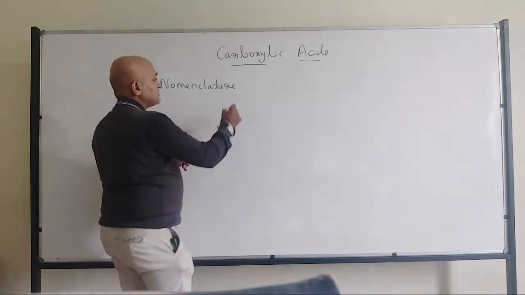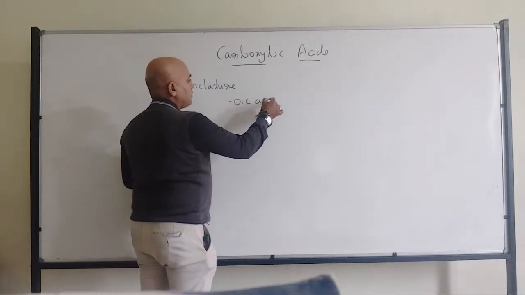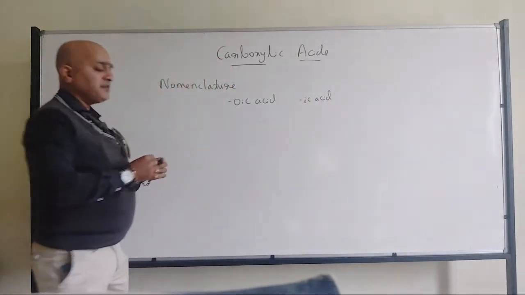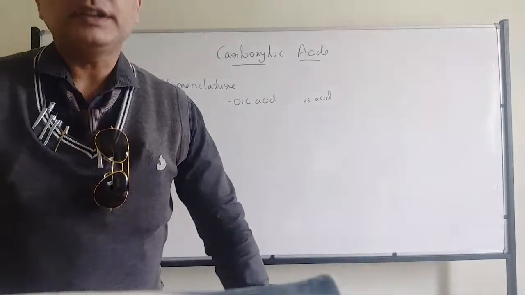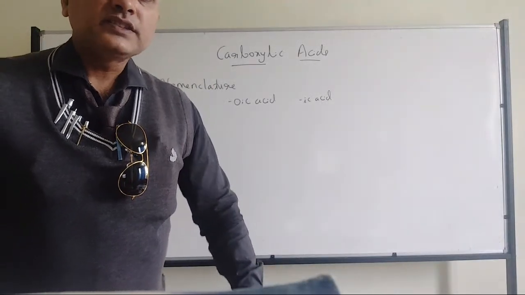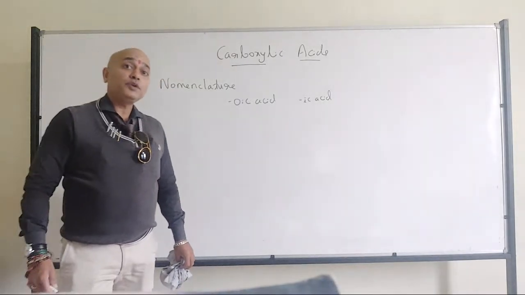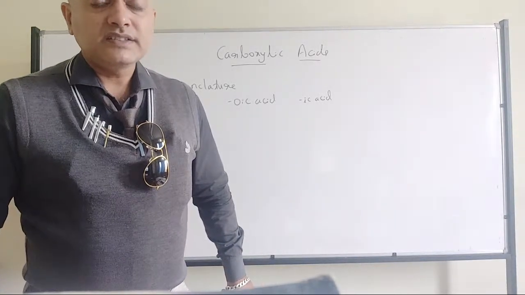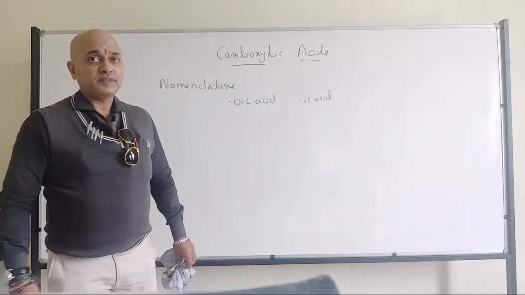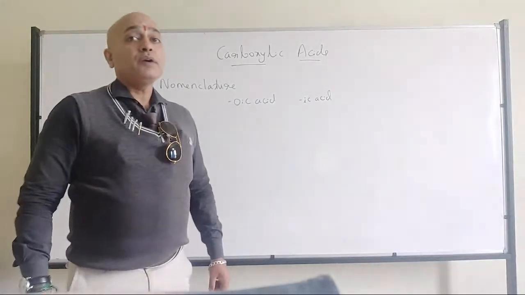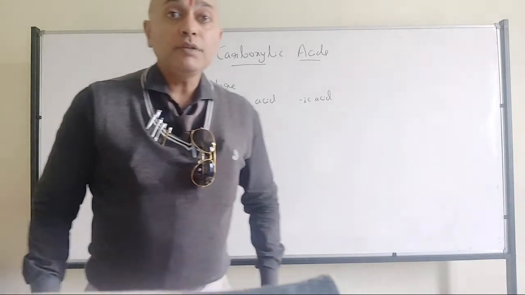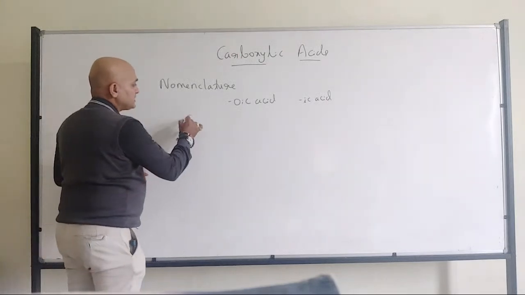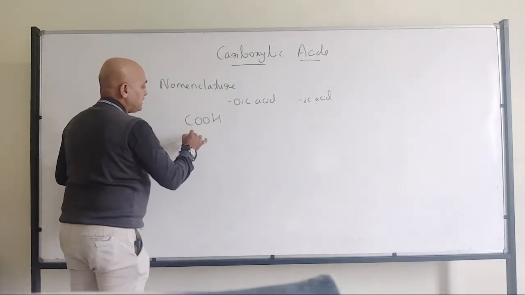So we can observe that the name will end with oic acid or ic acid. That's where we have the names of the molecules. So butyric acid can be written as butanoic acid. Propionic acid can be written as propanoic acid. So that's the oic acid I was telling. Now at the same time, we have some molecules which have more than one carboxyl group.